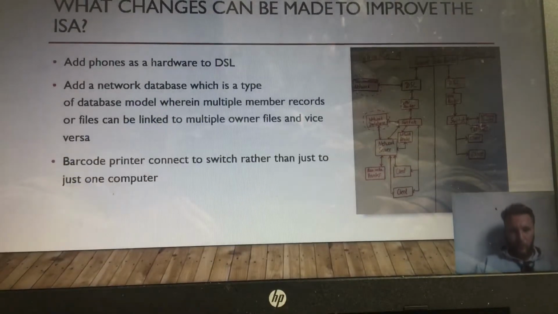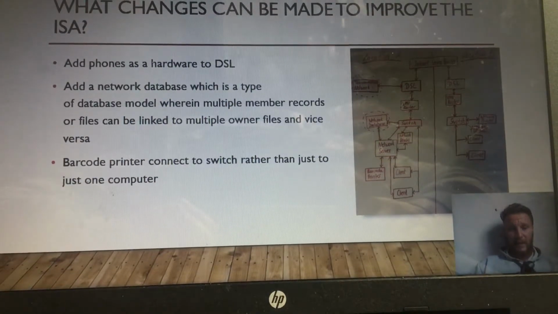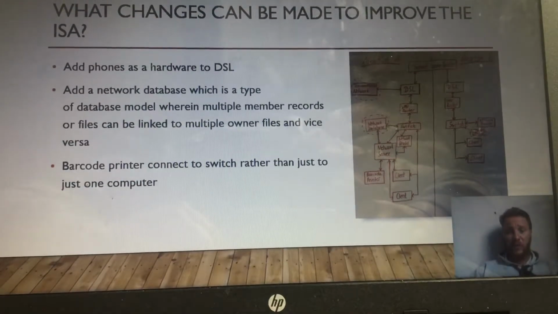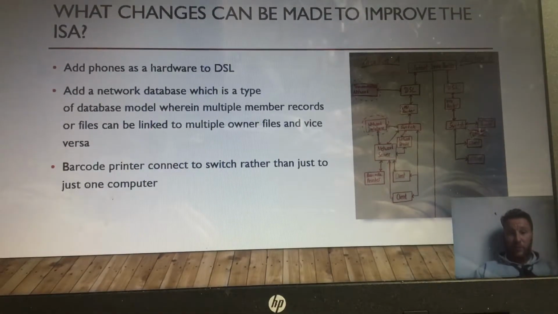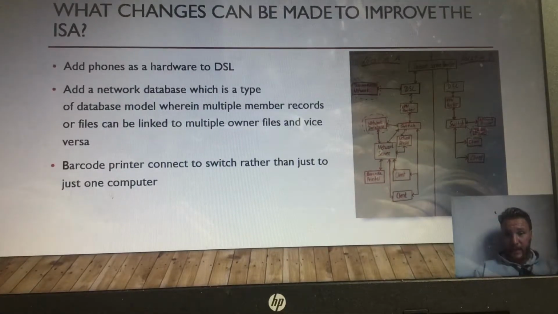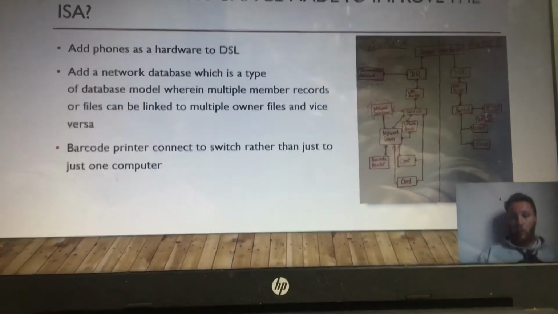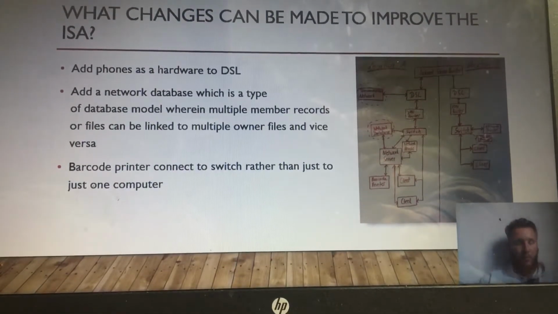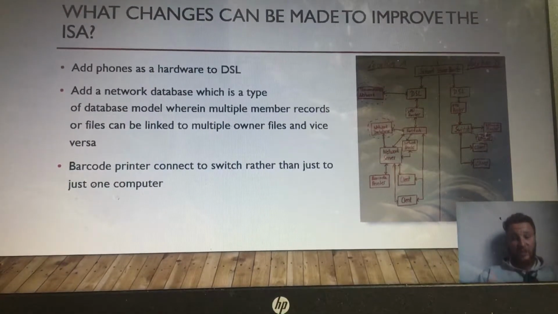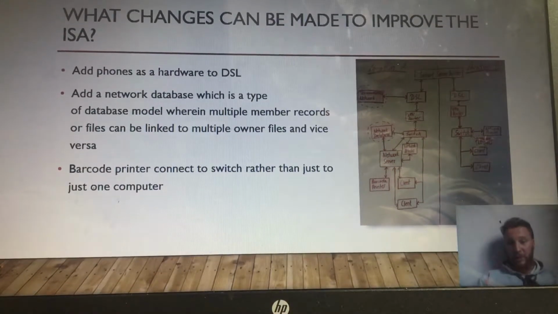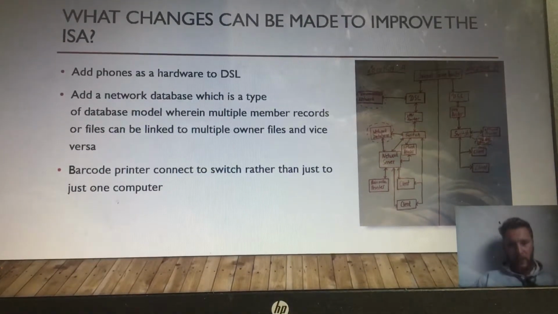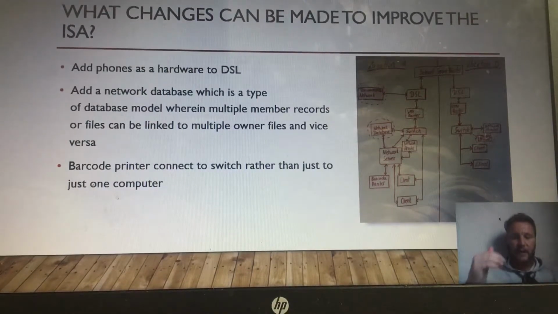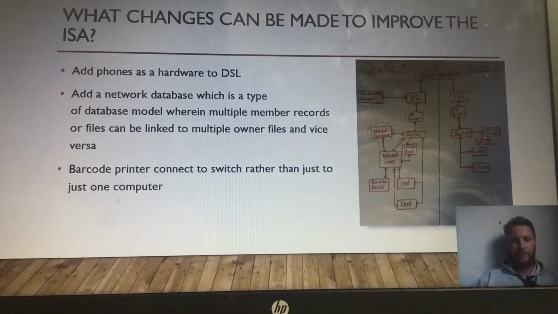The next change is that the barcode printer should not be connected to just one computer. It should be connected to the switch and the network server. If the barcode printer is connected to just one computer, only that computer has access to it. If we connect it to the network server, all locations, all computers, all clients, everybody has access to the barcode printer.